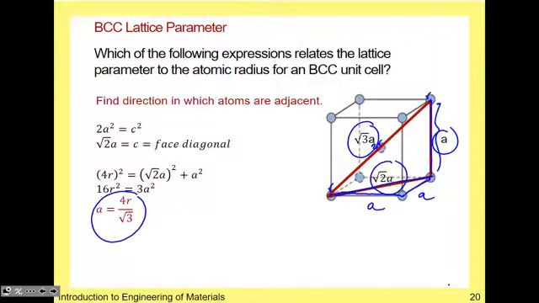Also, this is for a BCC system where all the atoms are the same, okay? We have not touched upon ionic systems where you have a cation and an anion, and each of those have ionic radii that are not the same as each other, okay? Questions? Okay.